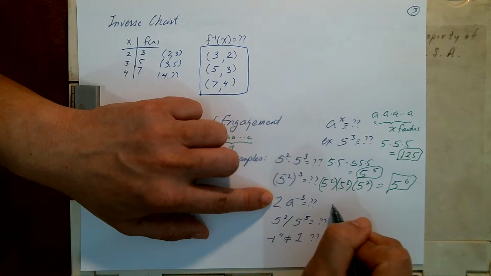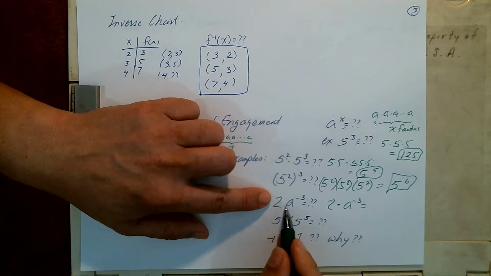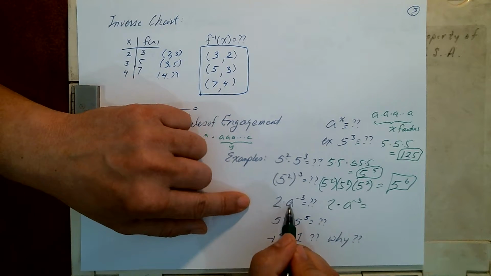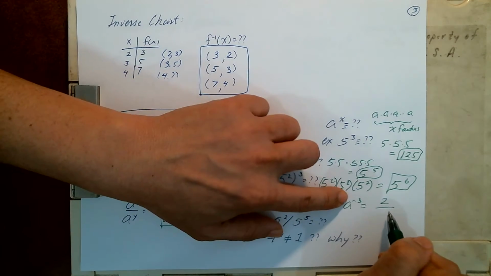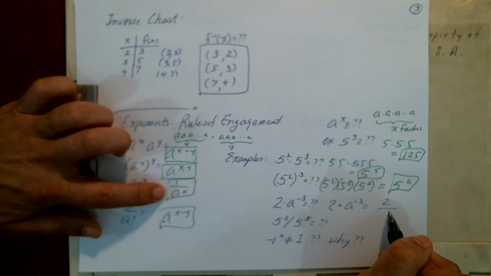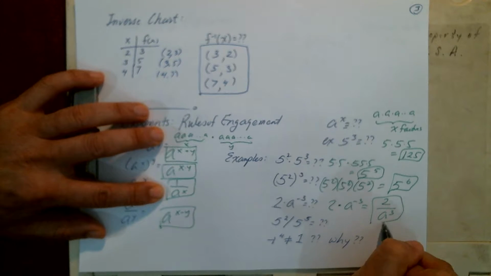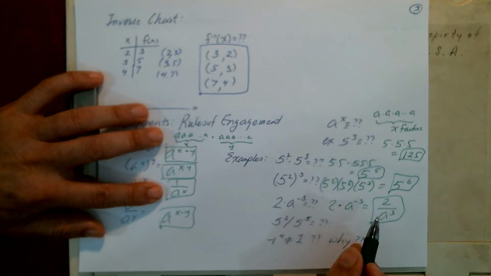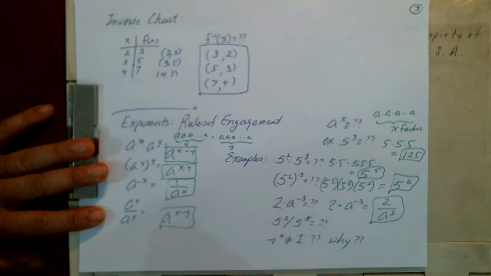How do we do something like this? Well, this is the same thing as 2 times a to the minus 3, right? Because these are factors. They're being multiplied. So the 2 stays in the numerator, and a to the minus 3 becomes a cubed. Be careful on this. The 2 does not go to the denominator as well, unless it's the whole quantity.